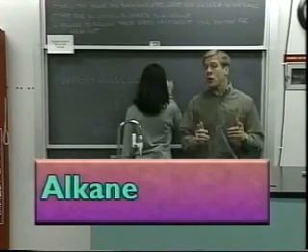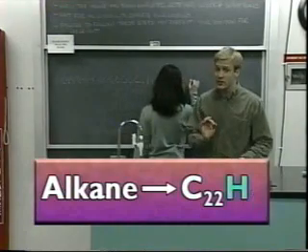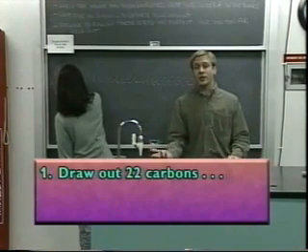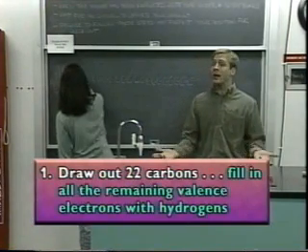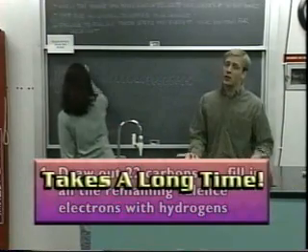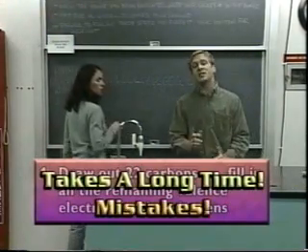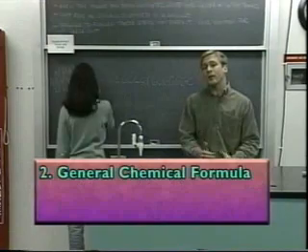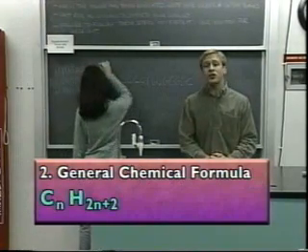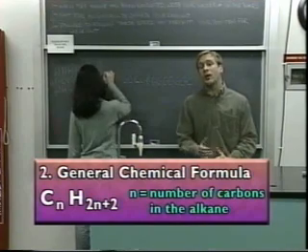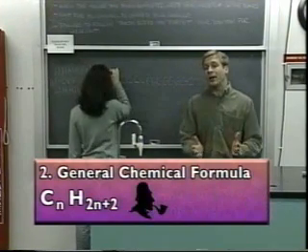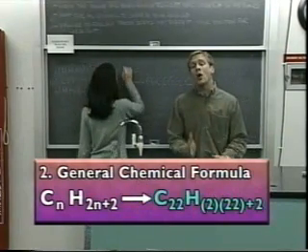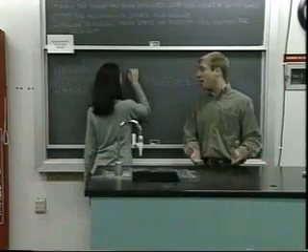Suppose you have an alkane that you know has 22 carbons. How many hydrogens does it have? Well, we can figure it out 2 ways. One, we could sit and draw up 22 carbons attached to each other and then start filling in all the remaining valence electrons with hydrogens. But that would take a long time, and we might make mistakes. Instead, we can figure out how many hydrogens there will be in a 22 carbon alkane using this general chemical formula, CnH2n+2, where n equals the number of carbons in the alkane. So if the mystery alkane we're dealing with has 22 carbons, we plug 22 in for n, and we see that a 22-carbon alkane will have 46 hydrogens. No sweat, right?